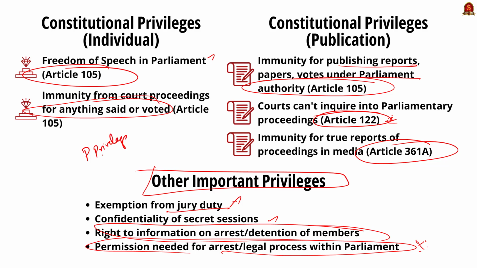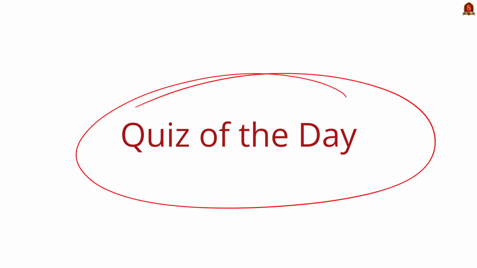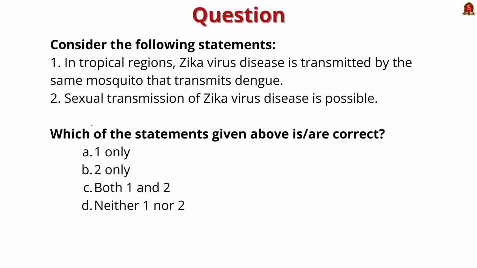Okay, now with this, let us move to the next part of the video, that is to discuss the preliminary practice questions. Today we are having 3 questions. Let us see them. The first question, consider the following statements. In tropical regions, Zika virus is transmitted by the same mosquito that transmits dengue. See the second statement. Sexual transmission of Zika is possible. See, both these statements are correct. So the correct option is option C.